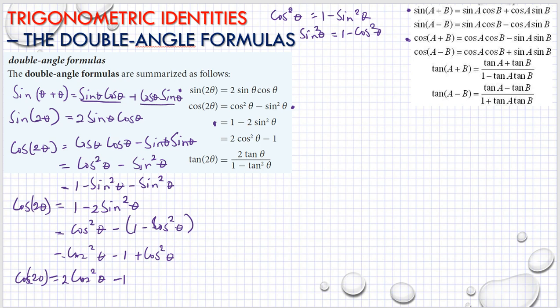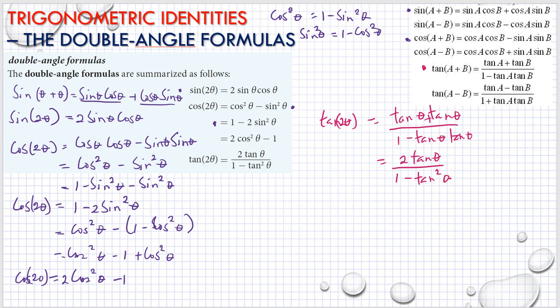How about tangent? Tangent 2 theta. Then we can use this formula. So we have tangent theta plus tangent theta, divided by 1 minus tangent theta times tangent theta. Then we have 2 tangent theta divided by 1 minus tangent squared theta. Then we get them all.